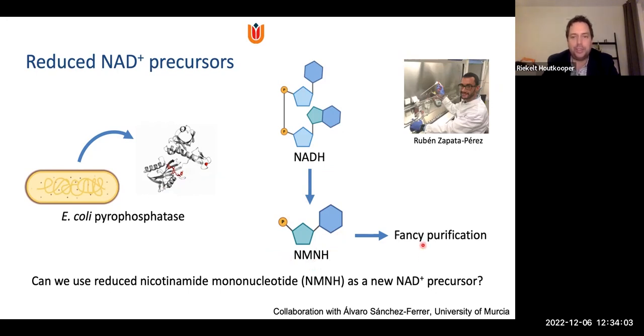And then he has this fancy purification technique. I keep calling it just fancy purification, because I don't really understand what he's doing. But it allows him to isolate this pure NMNH. And the question was, can we use this NMNH as a precursor for NAD? And so the difference is really this H.